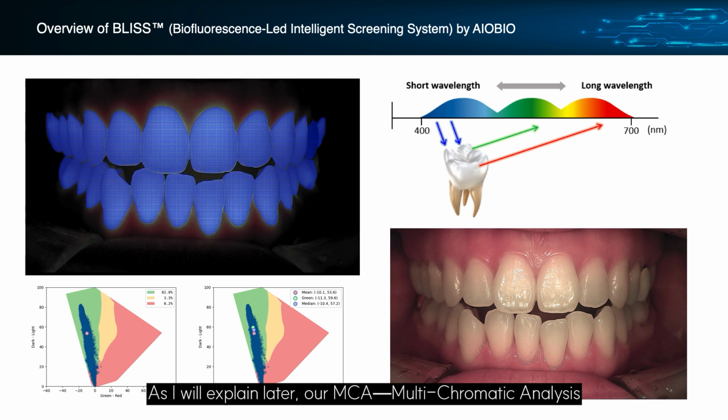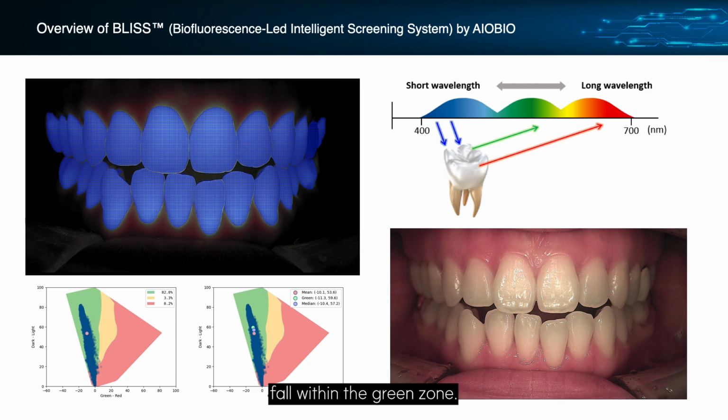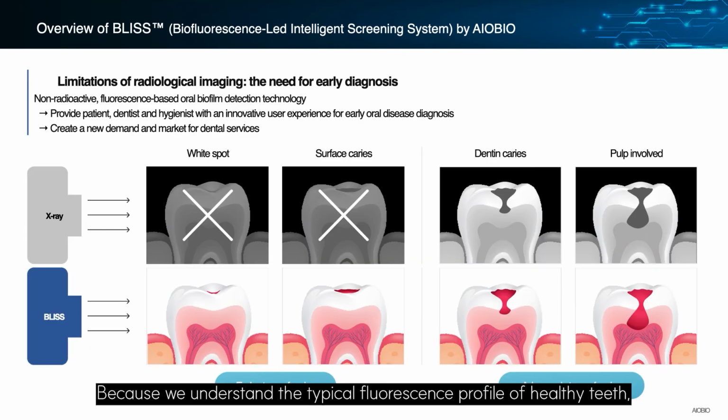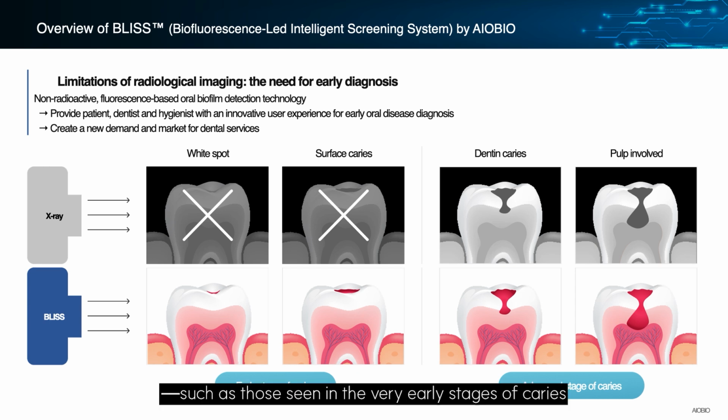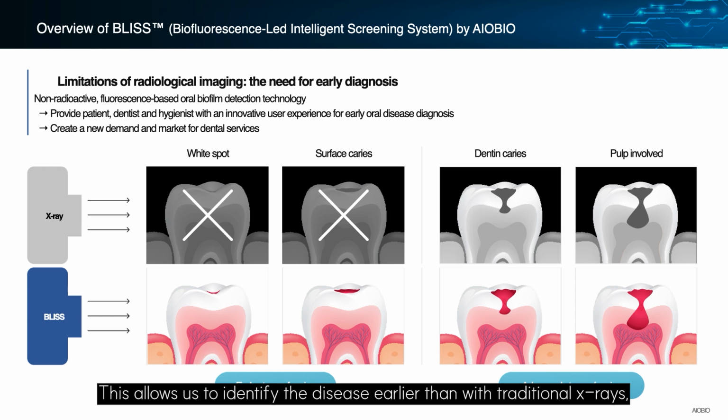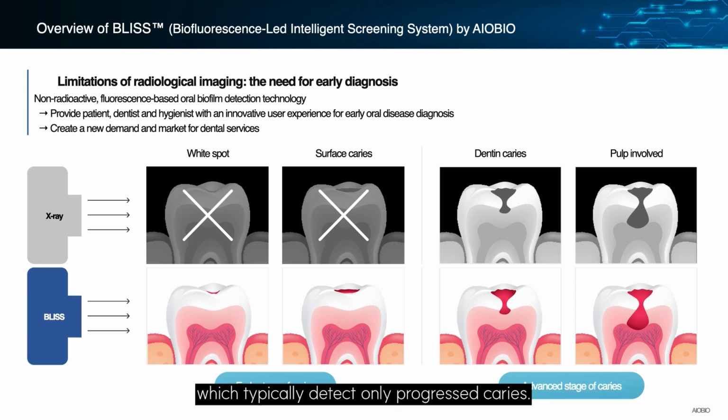As I will explain later, our MCA, multichromatic analysis, shows that all pixel values recognized by AI in these healthy regions fall within the green zone. Because we understand the typical fluorescence profile of healthy teeth, even minor changes, such as those seen in the very early stages of caries, can be detected through subtle shifts in fluorescence. This allows us to identify the disease earlier than with traditional X-rays, which typically detect only progressed caries.